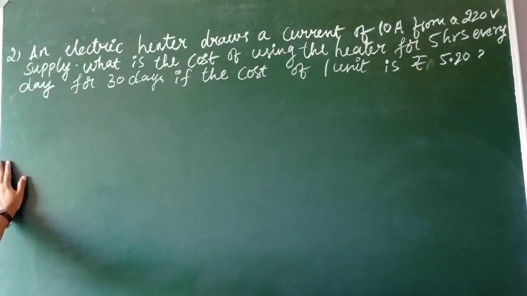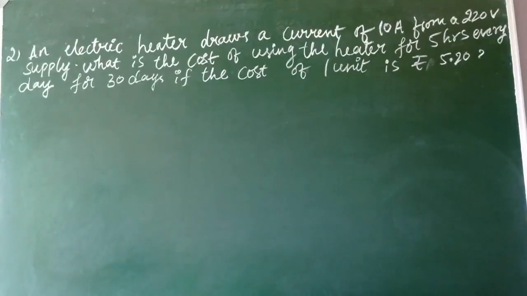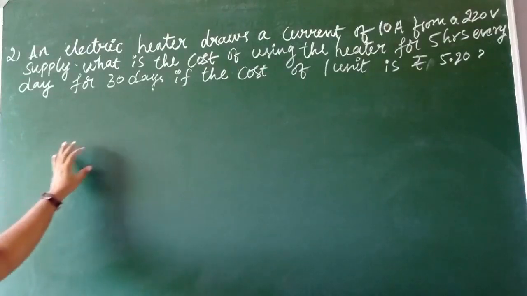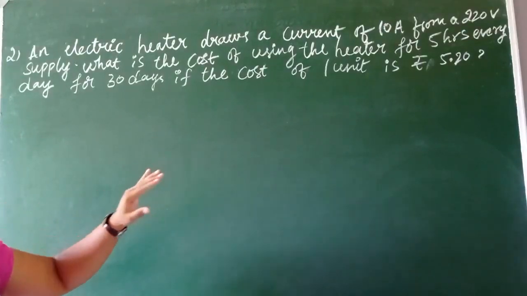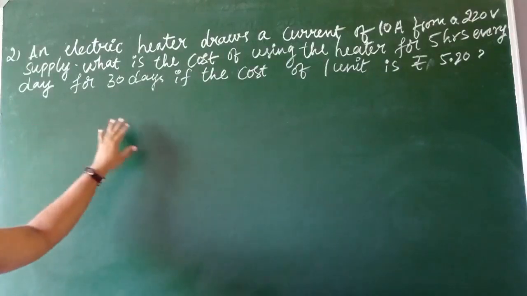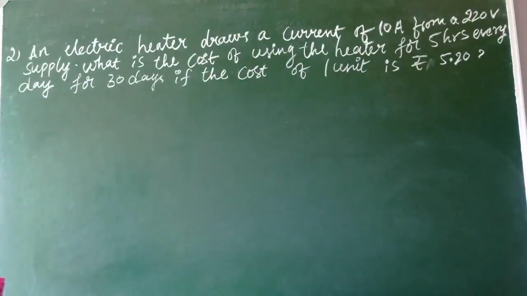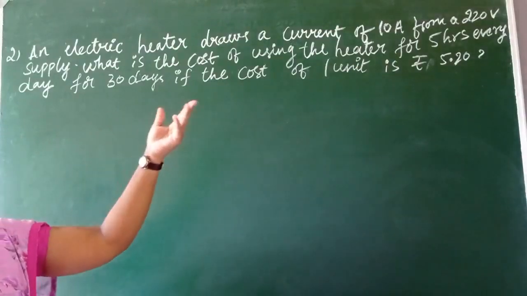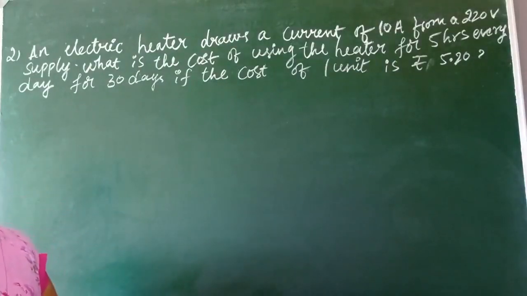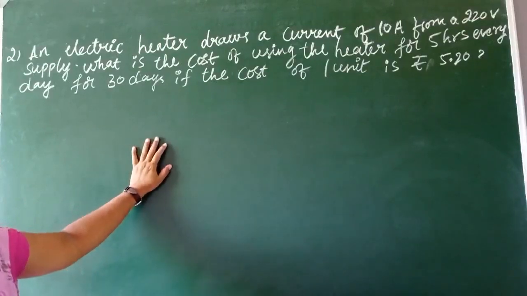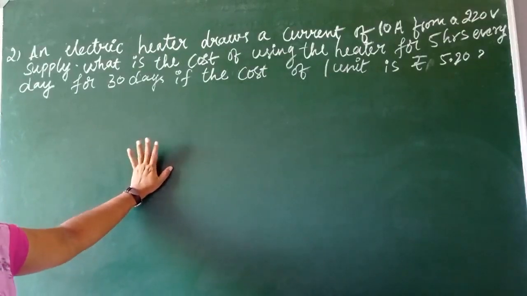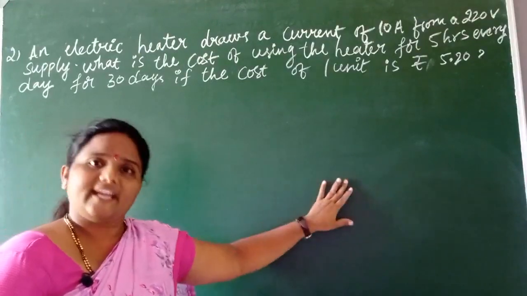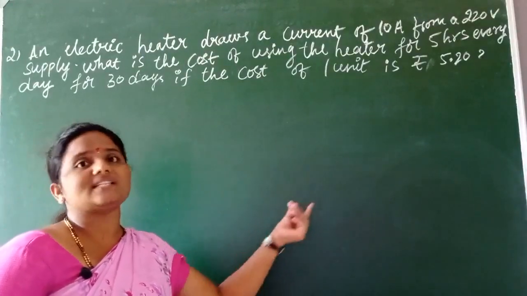One more problem. An electric heater draws a current of 10 amperes from a 220 volts source. What is the cost of using the heater for 5 hours every day for 30 days? If the cost of 1 unit is 5 rupees 20 paisa, it means that first we have to calculate the power value using current and V value. Isn't it, children? After obtaining the power value, we have to calculate energy consumption per day.